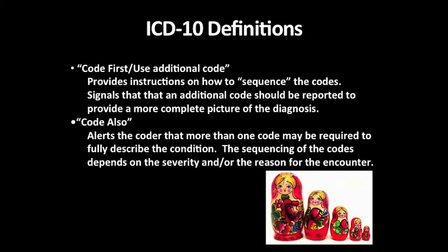Now, code first, use additional code. There is a definite sequence that we have to use on these codes. You probably are doing it, but I know there's somebody in the room who's not doing it right, and I want to change that pattern. It's kind of like I have a squirt bottle, and every time you do that, like I do to the dog and the cat, I'm going to squirt you in the face.